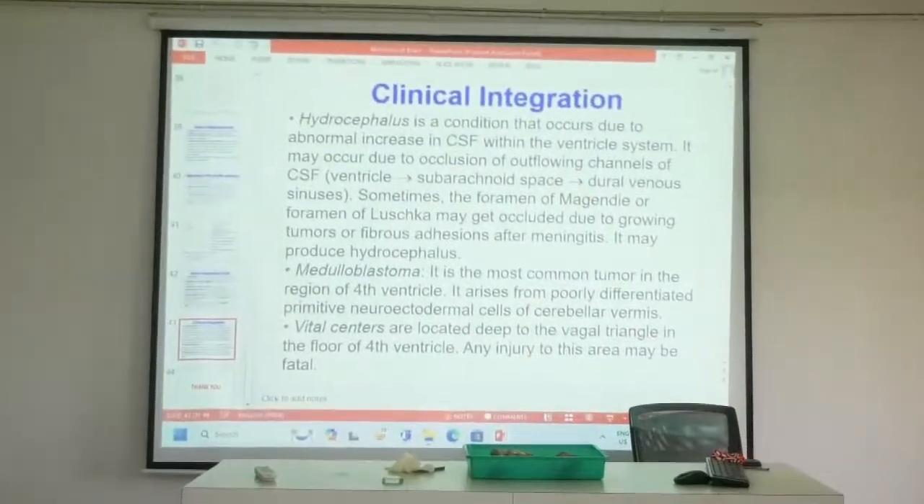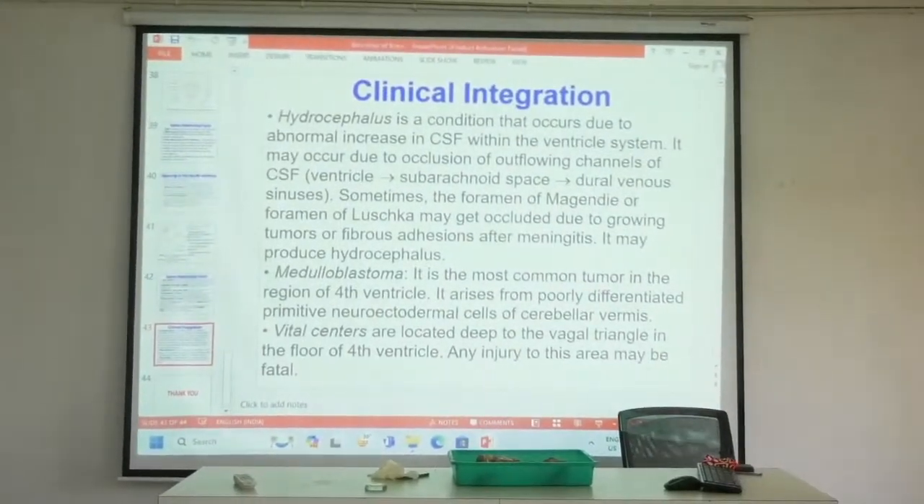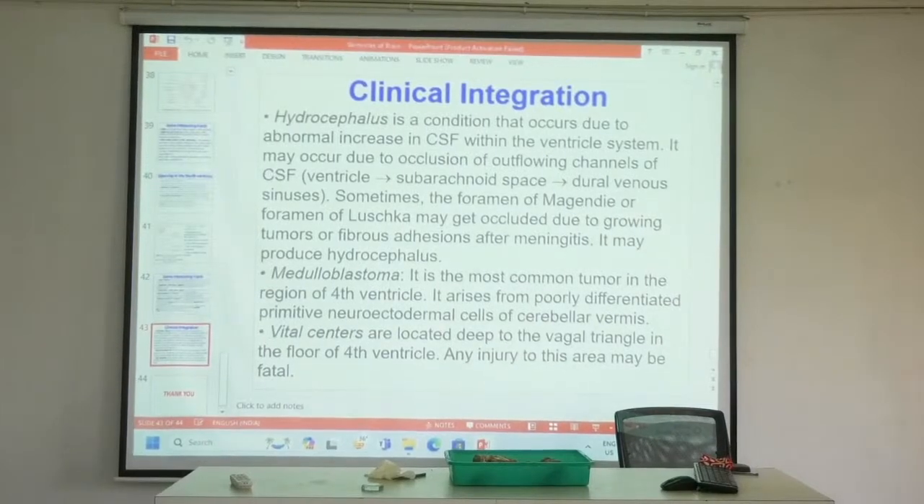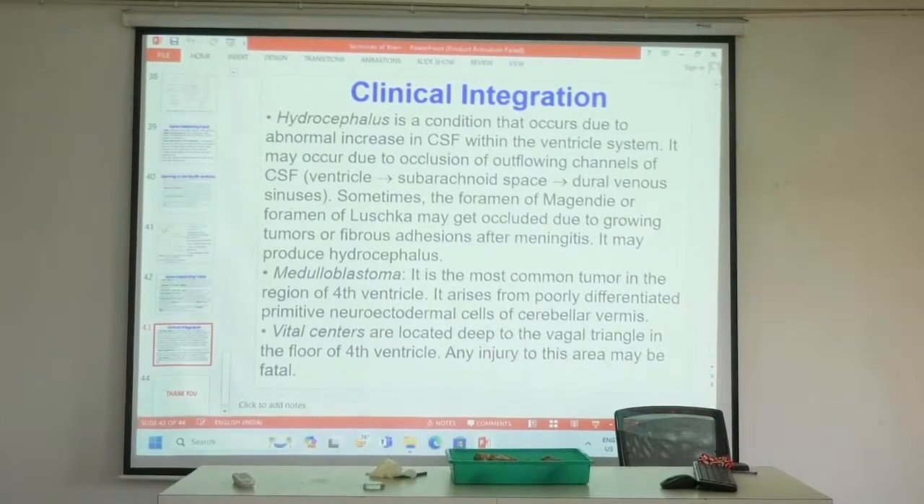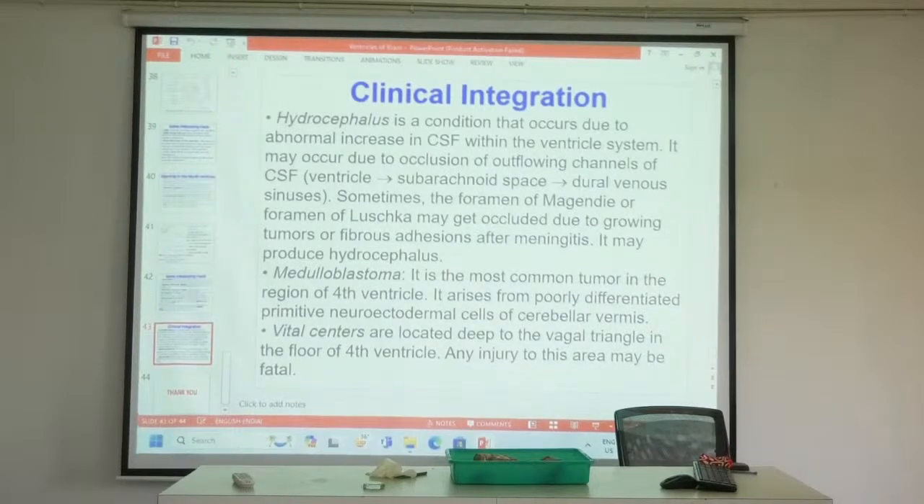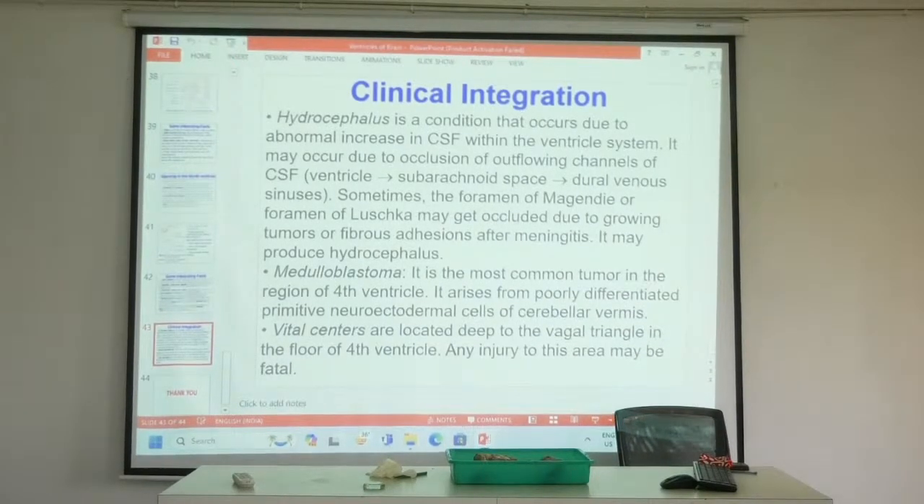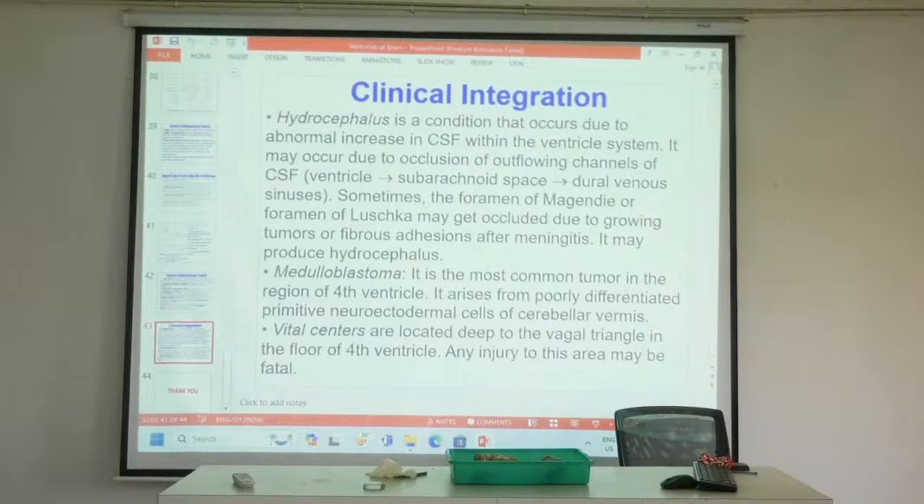Sometimes the foramen of Magendie or foramen of Luschka may get occluded due to growing tumors or fibrous adhesions after meningitis. It may produce hydrocephalus. Next is medulloblastoma. It is the most common tumor in the region of the fourth ventricle. It arises from poorly differentiated primitive neuroectodermal cells of the cerebellar vermis.